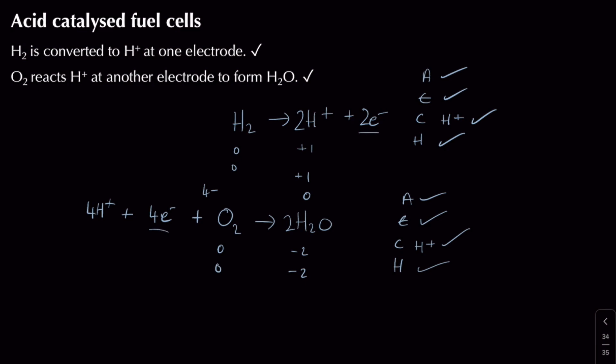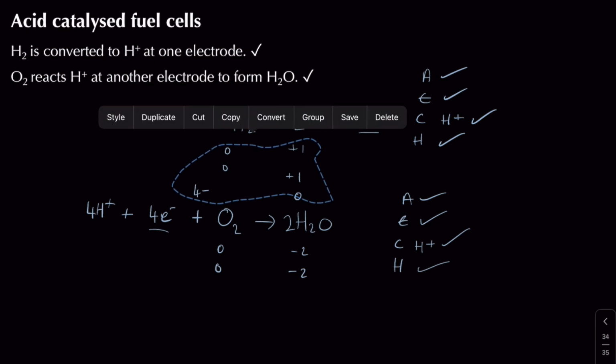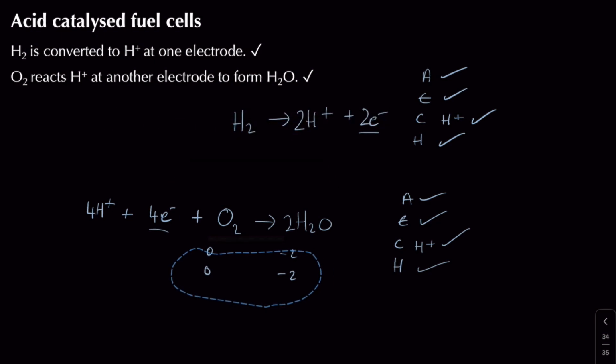We've got 4 electrons here, 2 electrons there. So after I've cleaned all of this up, I need to think about what I need to multiply. If I look at this, I need to multiply this equation here by 2, so I get the lowest common multiple, which is of course 4 and 4.